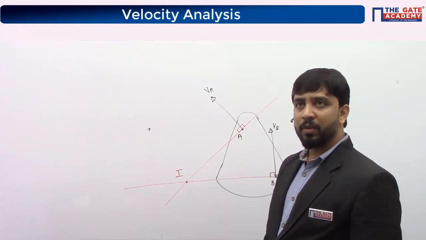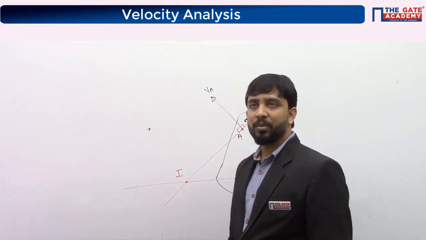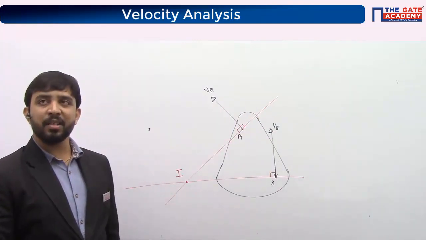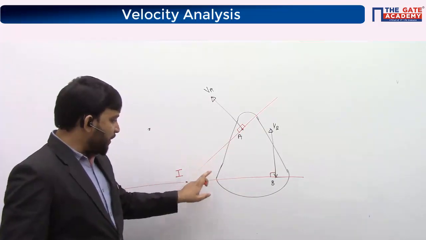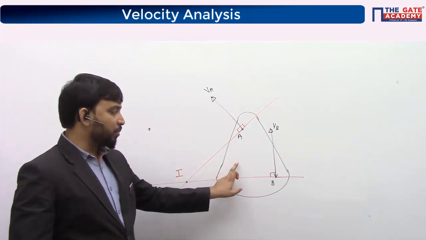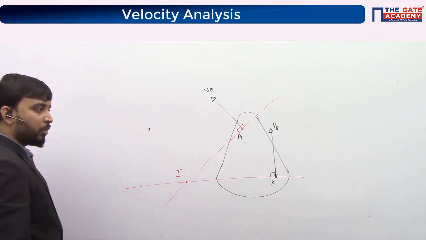Whenever you want to look at an instantaneous center, you choose any 2 points on the body, draw velocity vectors, and draw perpendiculars to the velocity vectors. Wherever the perpendiculars intersect, that is the instantaneous center of rotation, okay? The 2 perpendiculars may intersect here, they may intersect on the board, or they may intersect on the body itself, or they may intersect outside both of them. Are you getting my point?